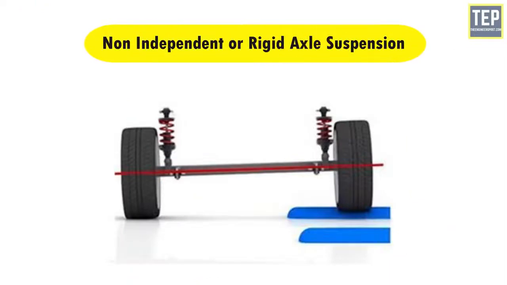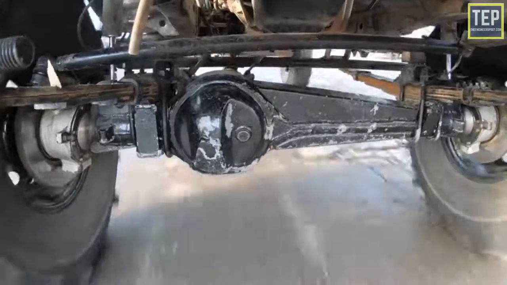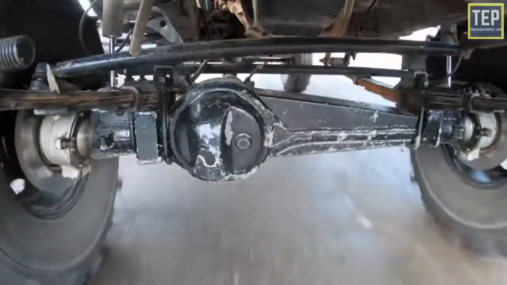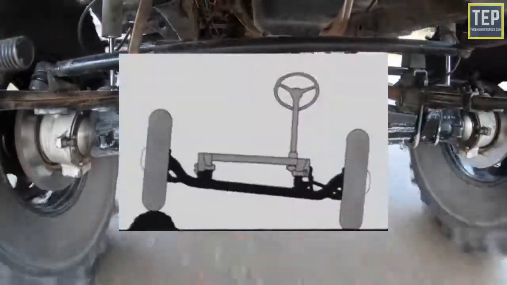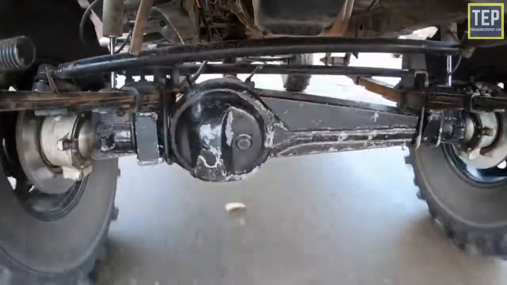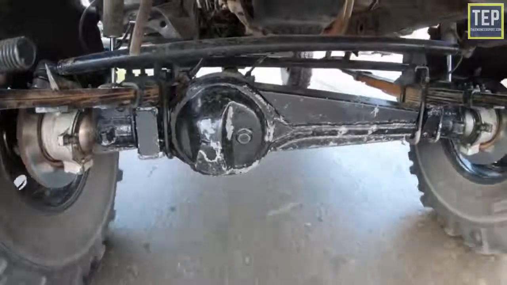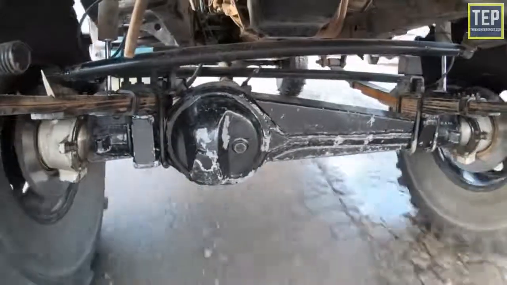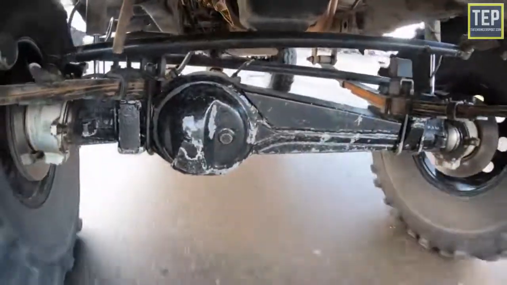Non-independent, or rigid axle suspension system. In this, both the wheels on the same axle are dependent on each other. There is a solid or live axle. It allows both left and right wheels to connect together as a team. If one side of the automobile bends in one direction, then the other side will also bend in the same direction. This is called dependency.